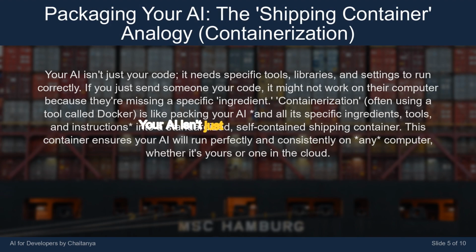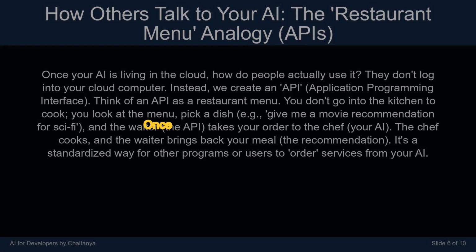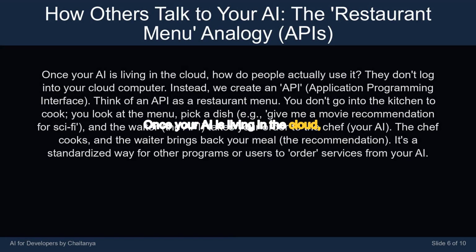Your AI isn't just your code. It needs specific tools, libraries, and settings to run correctly. If you just send someone your code, it might not work on their computer because they're missing a specific ingredient. Containerization, often using a tool called Docker, is like packing your AI and all its specific ingredients, tools, and instructions into a standardized, self-contained shipping container. This container ensures your AI will run perfectly and consistently on any computer, whether it's yours or one in the cloud.